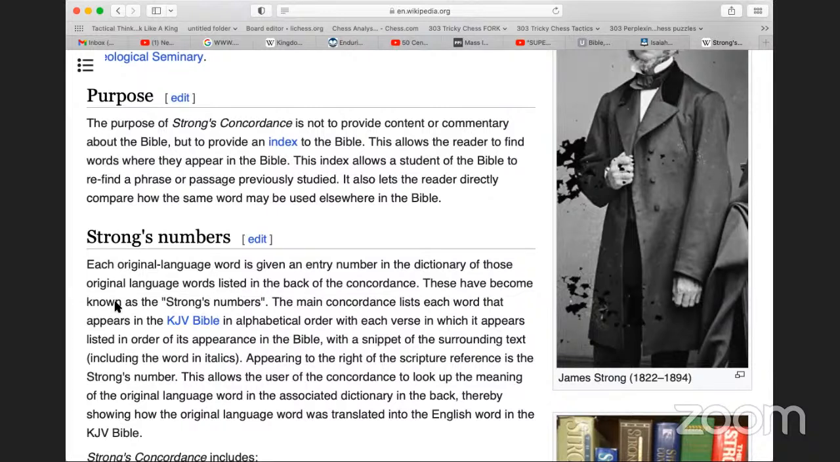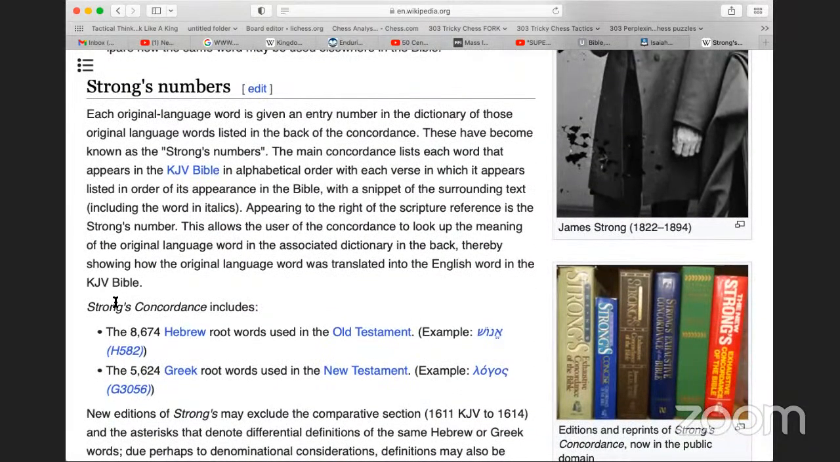We have this index allows a student. I already explained that. So Strong's numbers. The original language word is given an entry number in the dictionary of those original language words listed in the back of the concordance. These have become known as the Strong's numbers. The main concordance lists each word that appears in the KJV Bible in alphabetical order, with each verse in which it appears listed in order of its appearance in the Bible, with a snippet of the surrounding text, including the word in italics. Appearing to the right of the scripture reference is the Strong's number.